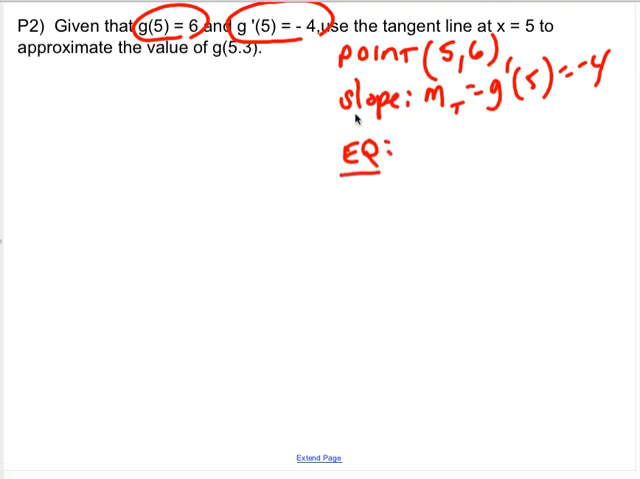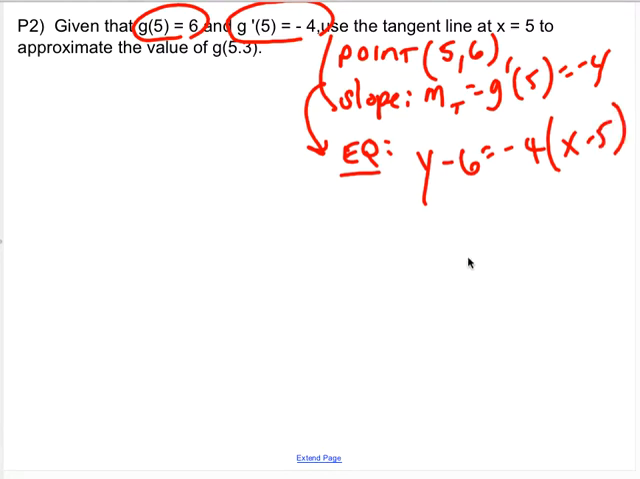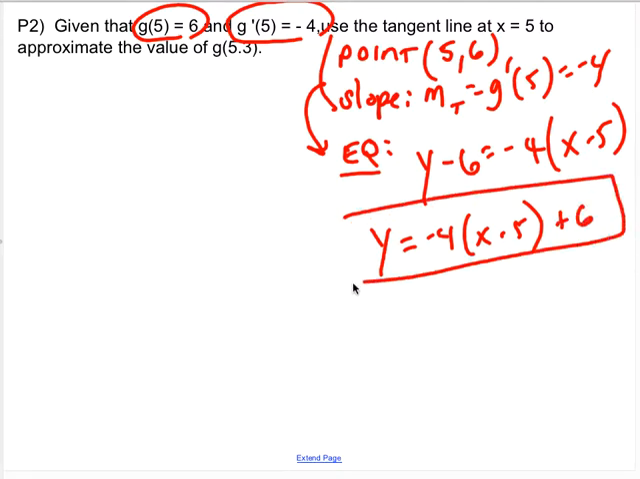So that means I have an equation. If you're able to do both of those things in your head and jump to here, nobody thinks you're cheating. That's great, right? So y minus the y value equals my slope, which is -4, x minus the x value. I would add the 6 over to make my calculations easier, right? So this is the tangent line that I'm going to use.